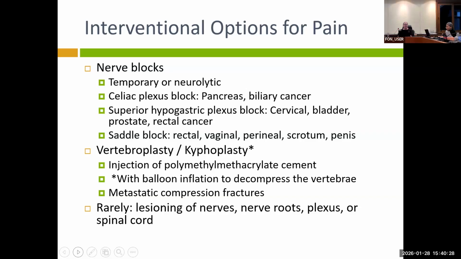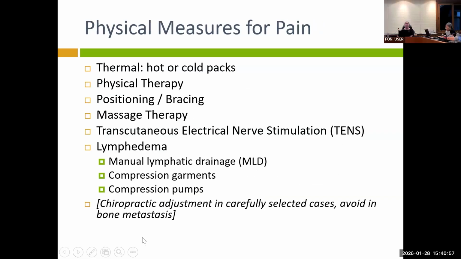And then very rarely we look at lesioning of the nerves or some of the things like that, because that is a little bit more aggressive as far as treatment. So that is a little bit rare. But these are some of the interventional options for pain that we commonly use.